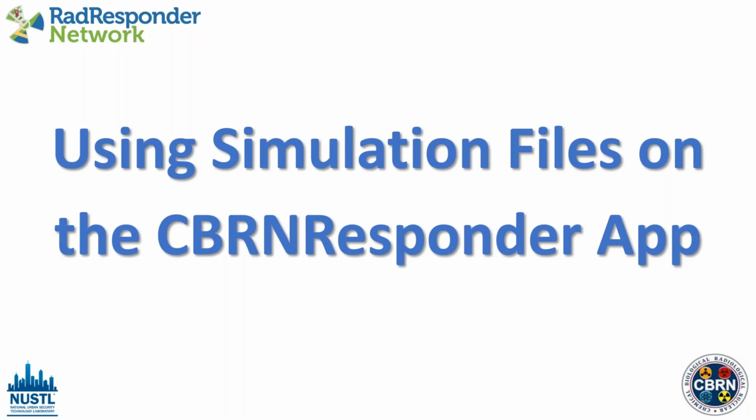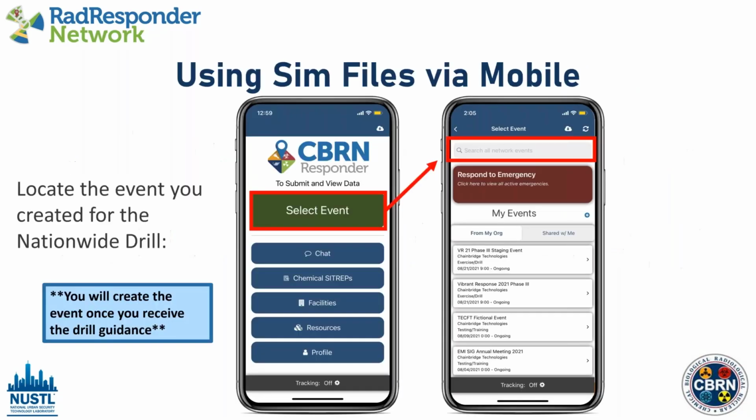So now that you're on the landing page, you're logged in, you can now select an event and start using that simulation file. So to select the event, you can click that green button and then search for the event that you have just created. So this is going to be the event you create the day of the drill. Once you have the guidance, you want to make sure, again, that's a recognizable name that you can search and know it is your event.